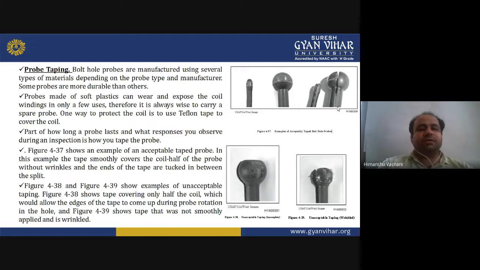Okay, now you can see that these probes are made up of soft plastics, and obviously they can wear and expose the coil windings in a few uses. So it is always advisable to carry a spare probe, and one way to protect the coil is to use a Teflon tape to cover the coil.